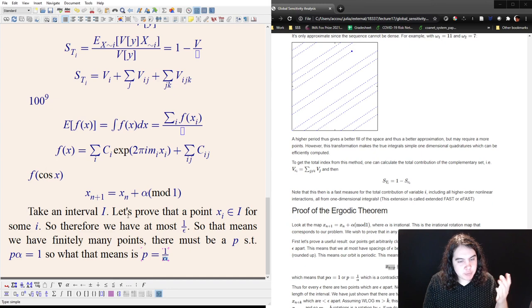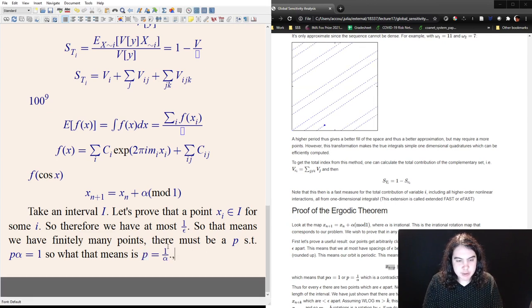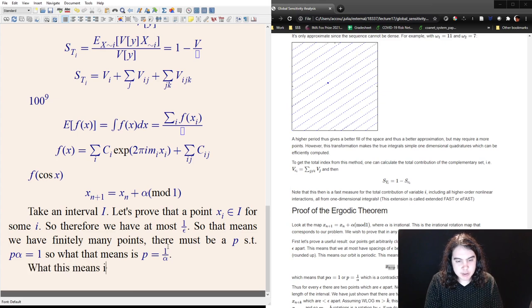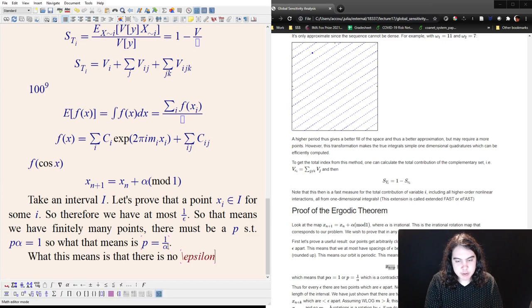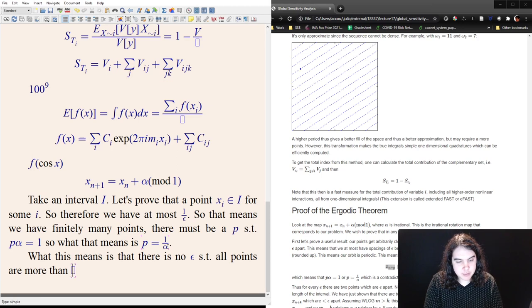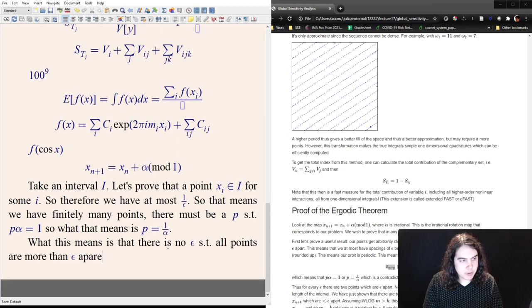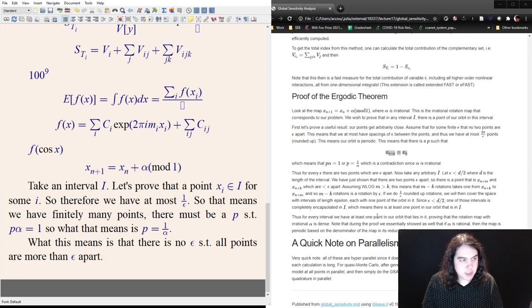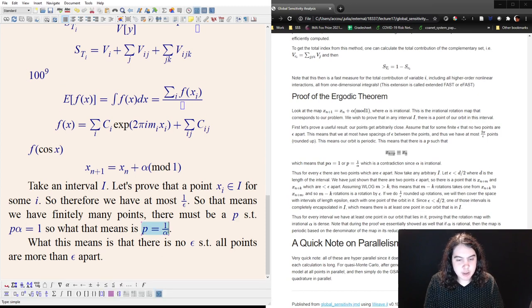But if we assume that alpha was irrational, then we would have a contradiction because this is an integer. So what this means is that there is no epsilon such that all points are more than epsilon apart, right? Because if it was true that all points were epsilon apart, then we would end up in this contradiction, because if all the points are epsilon apart, then we only have finitely many points. Therefore, we have a periodic map.